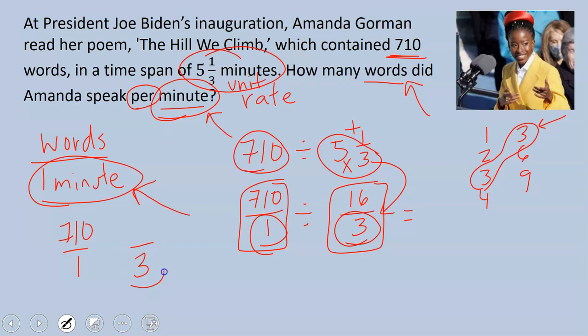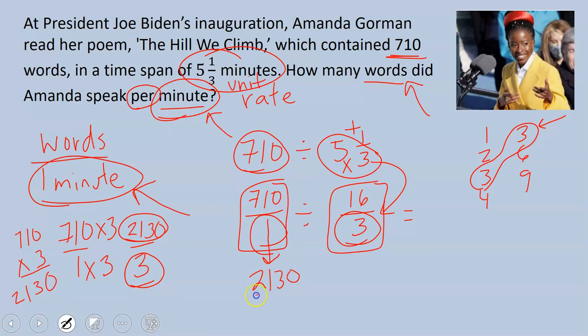To do this, I can't just change the denominator, I also have to change the numerator. So I need to think about, what did I multiply 1 by to get to 3? Well, I multiply 1 by 3 to get 3, so I also need to multiply the numerator by 3 to get the new numerator. So let me multiply 710 by 3. 0 times 3 is 0, 1 times 3 is 3, 7 times 3 is 21. So we have 2,130. So then I replace 710 over 1 with 2,130 thirds. And now that they have the same denominator, I'm ready to divide.